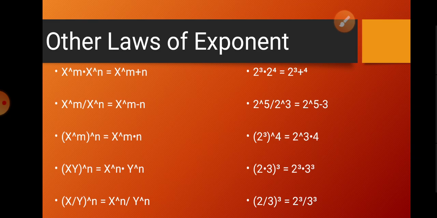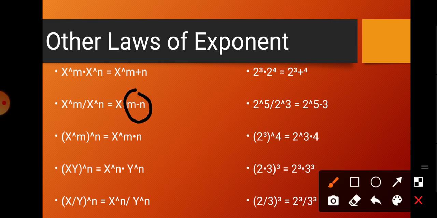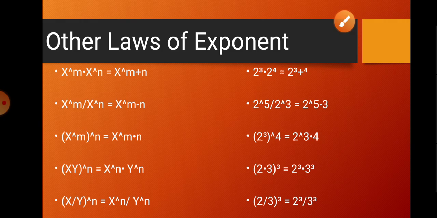Next is the same as the first law. If you have the same base but different exponent, but the operation that you use is division, the operation that you use on the exponent is subtraction. So example, x to the power of m over x to the power of n is equal to x to the power of m minus n. In numbers, 2 to the power of 5 over 2 to the power of 3 is equal to 2 to the power of 5 minus 3.